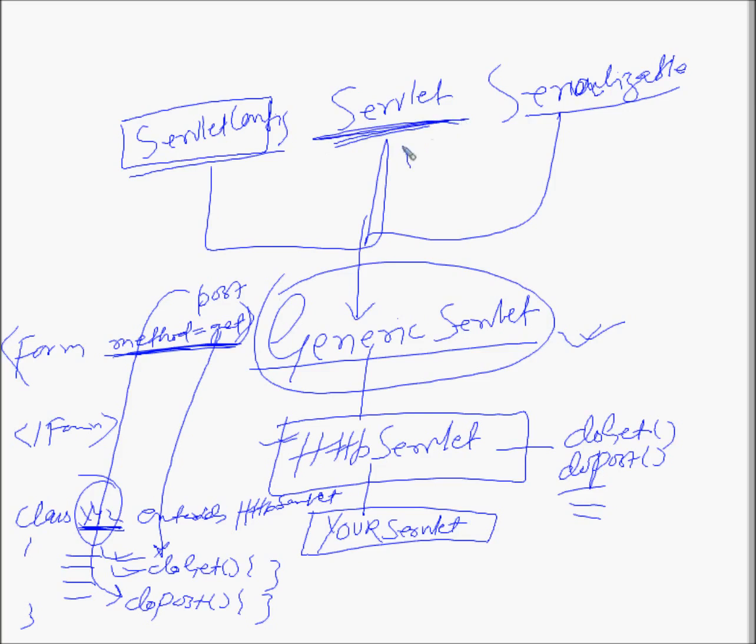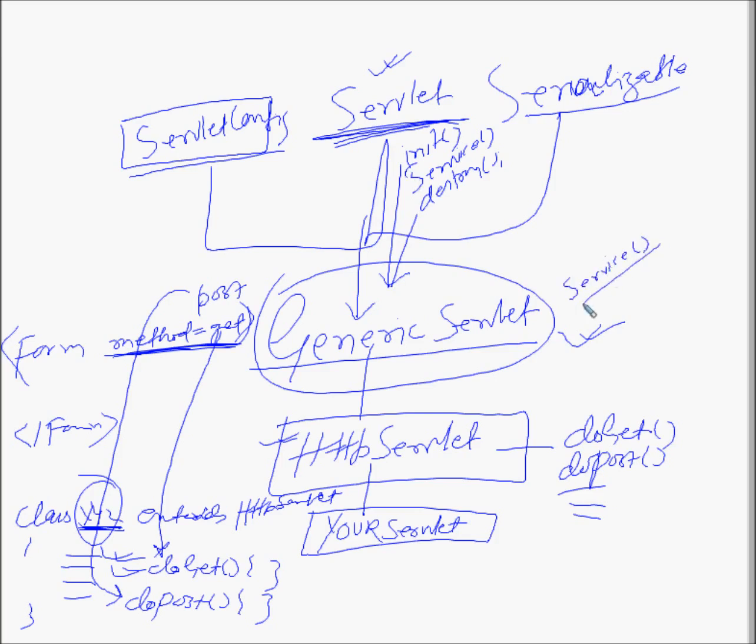There are three methods in this. We are having the init method. We are having the service method, right? And we are having the destroy method. These are the three methods in this interface. But these two are already overridden here, but the service method is not overridden here. So the service method is still abstract here.